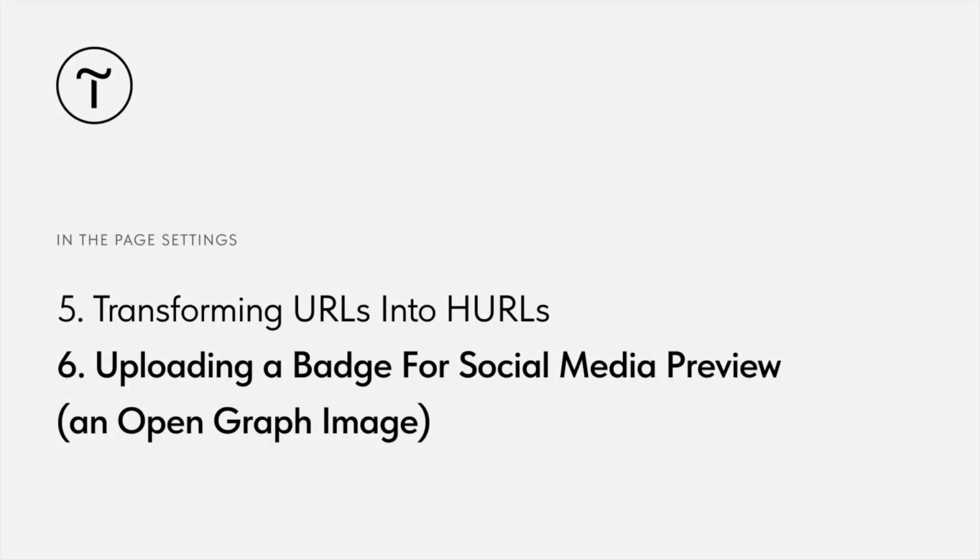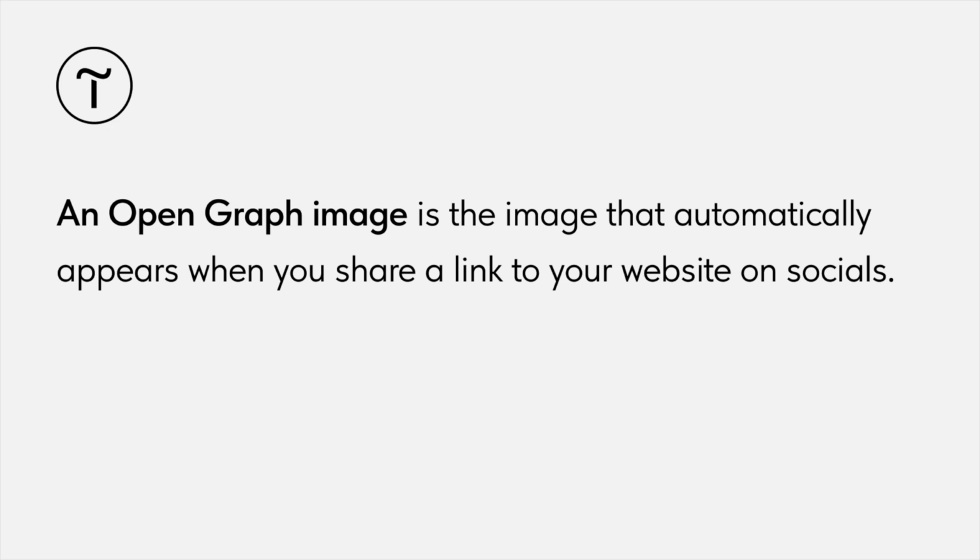The next setting to configure is the badge for social media that's often referred to as an open graph image. Open Graph is a meta protocol originally developed by Facebook that turns web pages into graph objects. To put it simply, it's a standardized way of representing the data about your website on other websites.